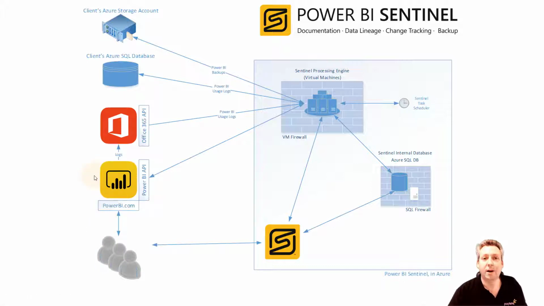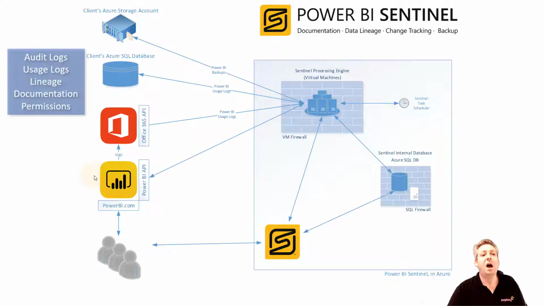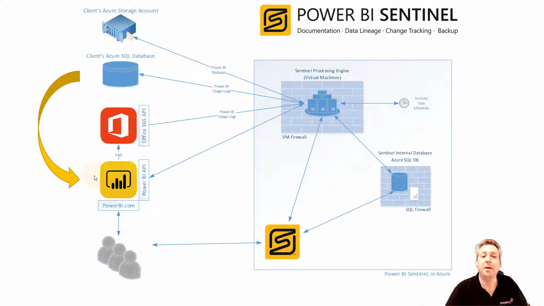There's two services you need to create inside your own Azure subscription to make Sentinel work. The top one is an Azure storage account, and this is used to store your backups. It's very important the backups are stored in your tenant because they contain your sensitive data. You don't want those leaving your tenant, being stored somewhere else. Then we have an Azure SQL database. And again, this is in your tenant because it contains potentially sensitive data. And this is where we store audit logs, usage logs, lineage, documentation details, permissions, etc. And this database here is where you can hook into to create your own reports by feeding that into your own Power BI reports and publishing it to your own Power BI estate.